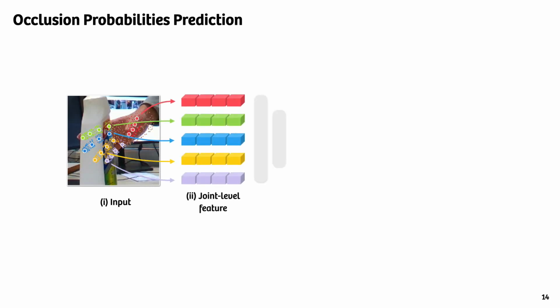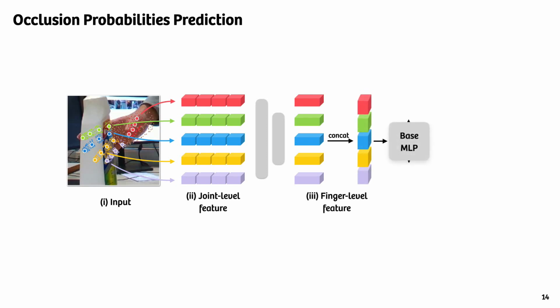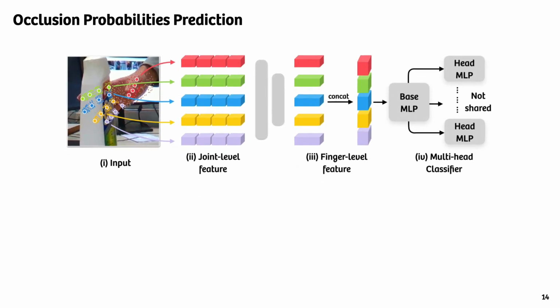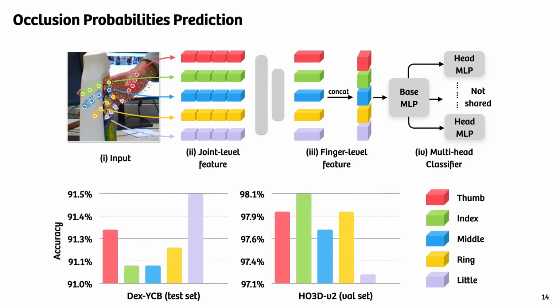Then, we present the occlusion prediction process. The finger-level features are first fetched from the associated locations of the feature map and then fed into a multi-head classifier to predict the probability for each finger. The average accuracy on both datasets exceeds 90%.